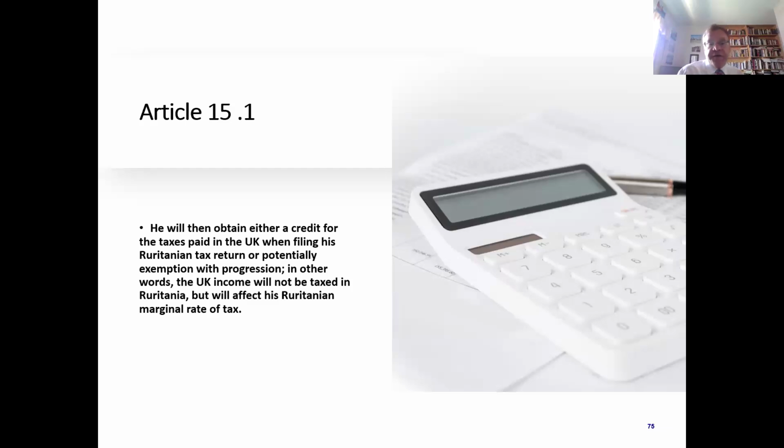He will then obtain either a credit for the taxes paid in the UK when filing his Ruritanian tax return, or potentially exemption with progression. In other words, the UK income will not be taxed in Ruritania, but would affect his Ruritanian marginal rate of tax.